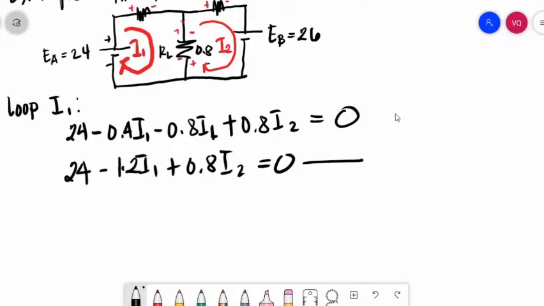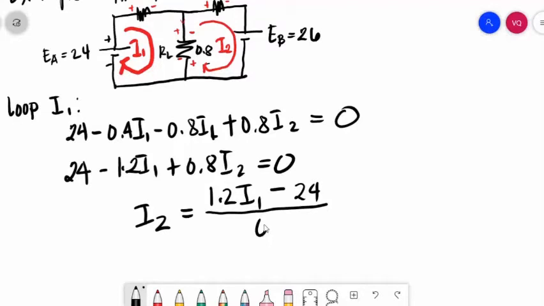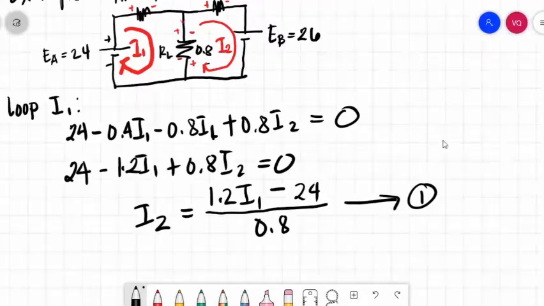Or, we can solve for I2. So I2 will be equal to positive 1.2 I1 minus 24 divided by 0.8. So this will be our equation 1. Again, don't forget to equate your equations to 0. Next loop, we have loop current I2.